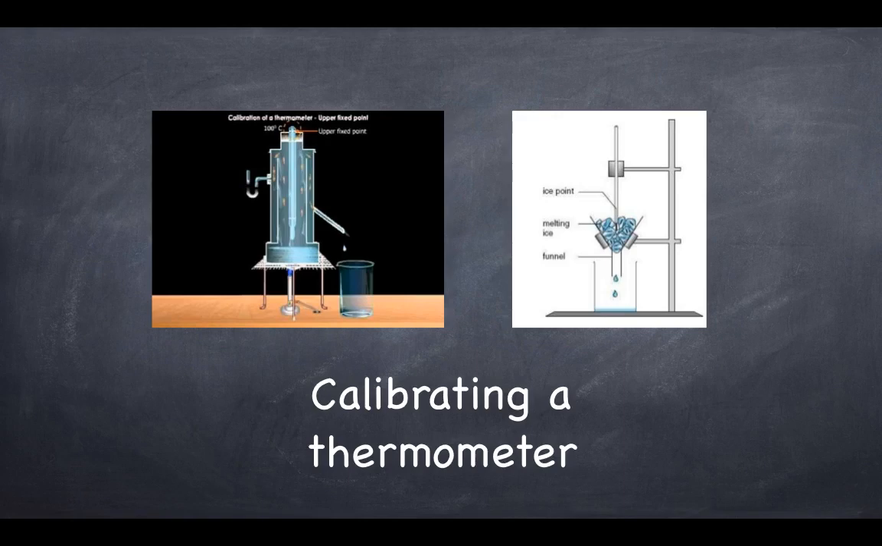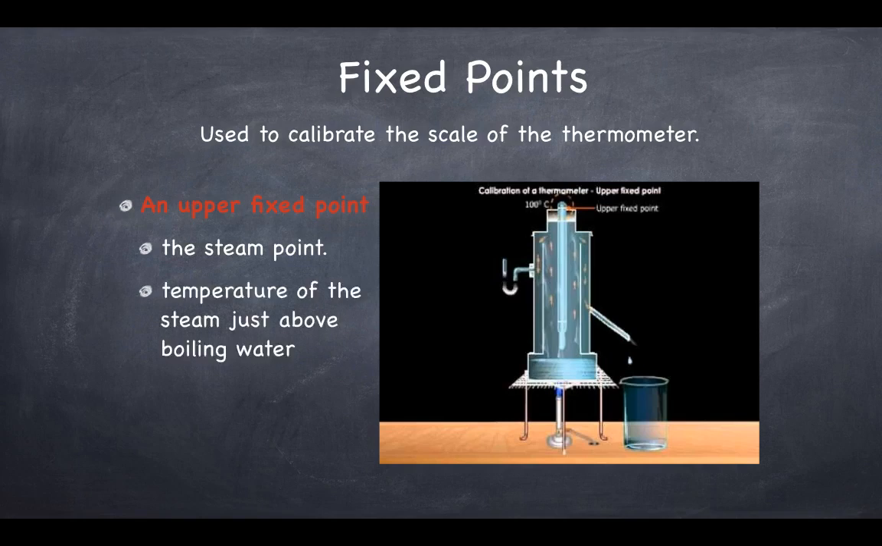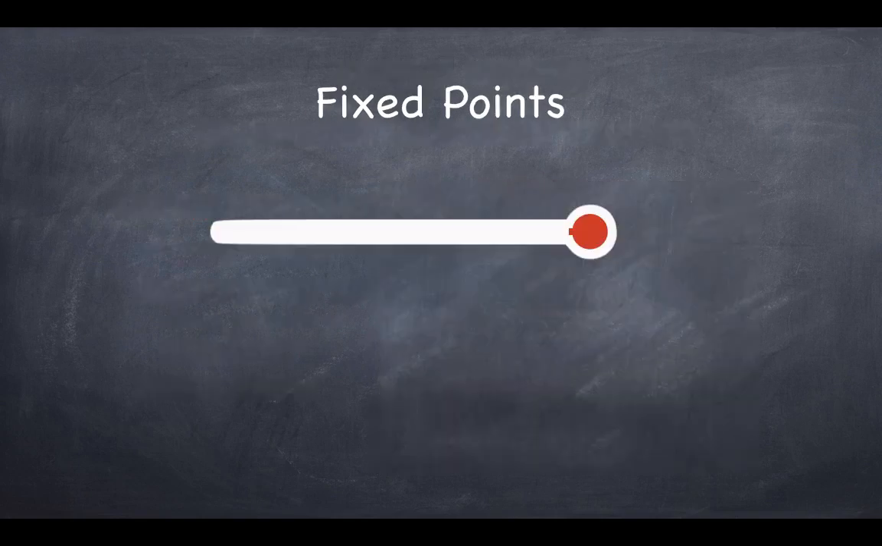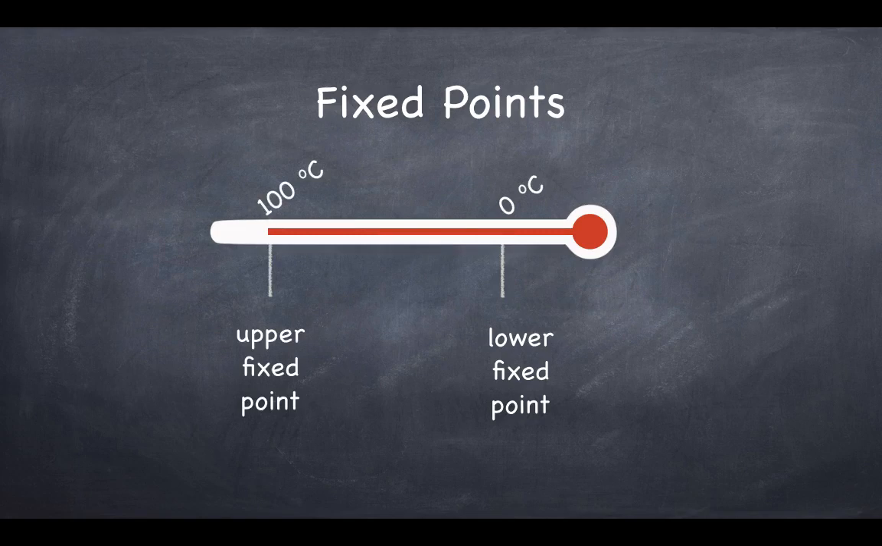After you find your lower fixed point, next we need to move on to finding the upper fixed point, which is also called the steam point. The steam point is the temperature of the steam just above boiling water. So we would put our thermometer in the steam just above boiling water and then record the length of the column. That column would represent our 100 degree mark because the steam point is fixed at 100 degrees Celsius. Now, after we have our lower fixed point and our upper fixed point, the next thing we need to do is divide the space in between these two points into equal parts so that we have a gradation. Then we can use this thermometer to measure various temperatures.